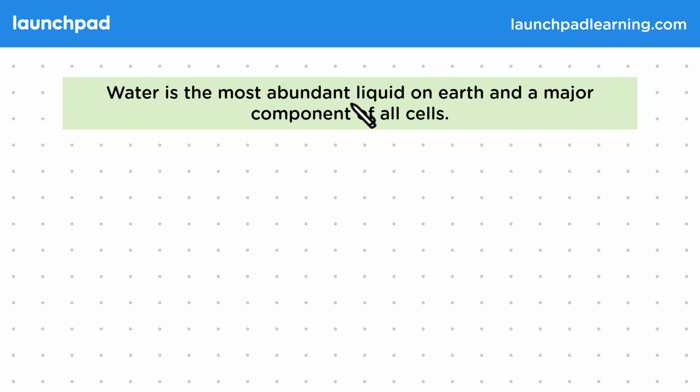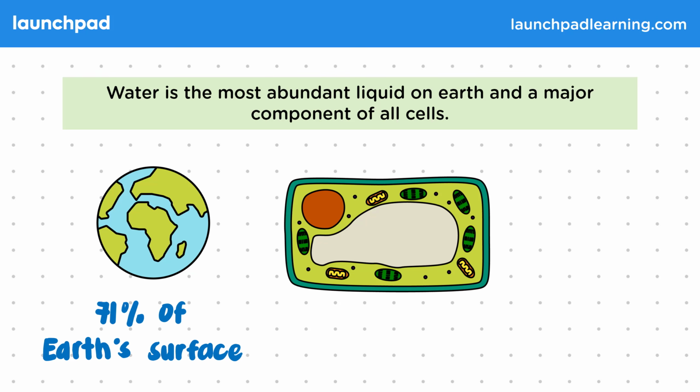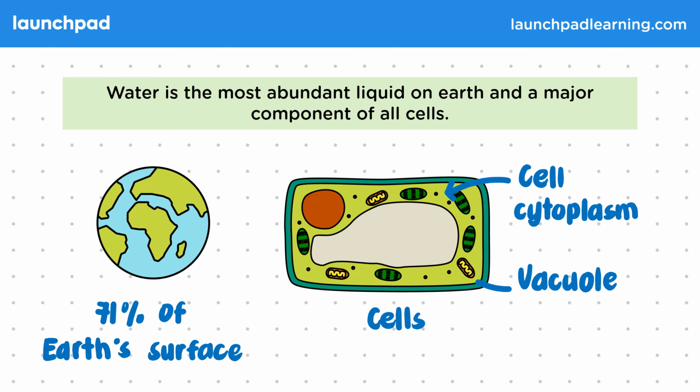Water is the most abundant liquid on Earth and a major component of all cells. In fact, 71% of the Earth's surface is covered in water. The cytoplasm and vacuoles of all cells, and hence life, are composed of water. For the exam, you don't need to quote these numbers, but you do need to explain the importance of the water cycle, and hence water, to living organisms.